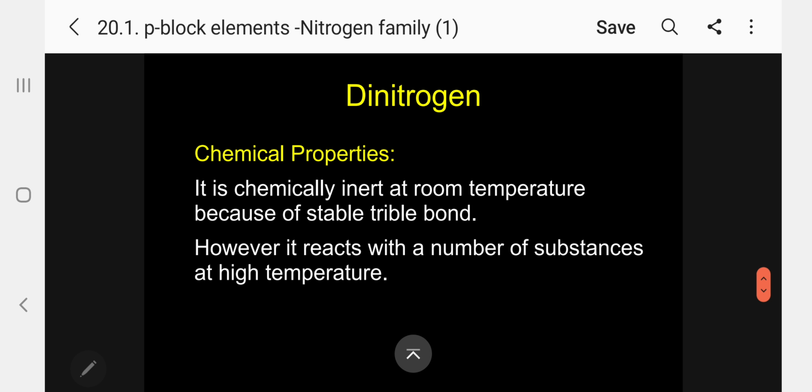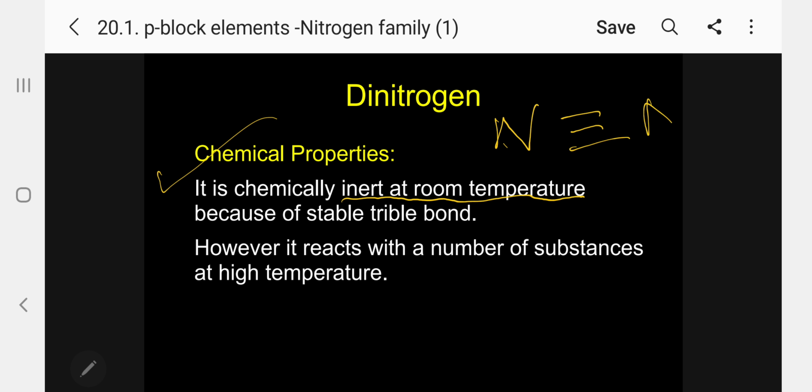Let me discuss chemical properties. It is chemically inert at room temperature because its bond order is 3. Whenever bond order increases, reactivity decreases. This is a general observation. Because of the stable triple bond, with bond order 3, it is chemically inert.